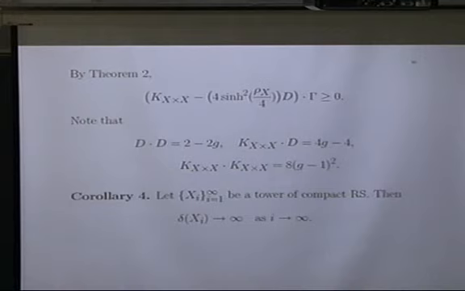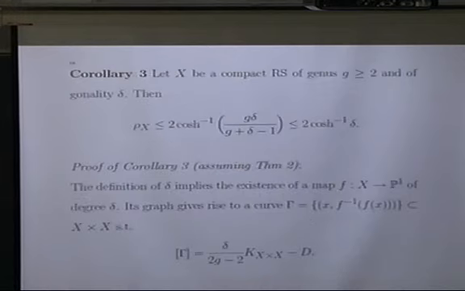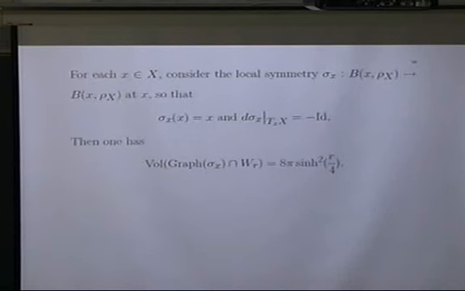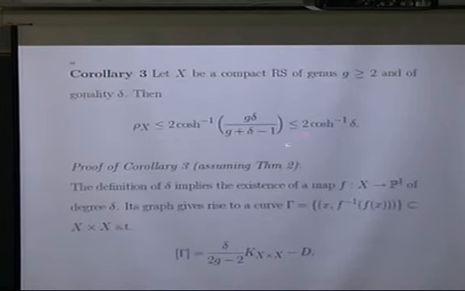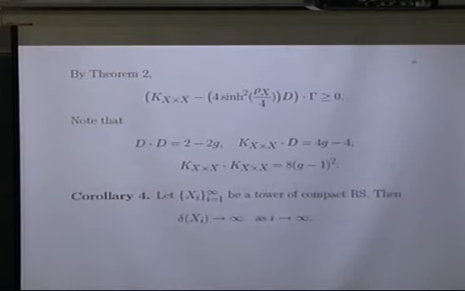Here I have written this as hyperbolic sine squared, but you can use the double angle formula and convert it into an inequality involving hyperbolic cosine. So this really just comes from the intersection. And as I mentioned before, if you have a tower of Riemann surfaces, then since the injectivity radius will go to infinity, delta X will also go to infinity. So that answers 1 and 2.